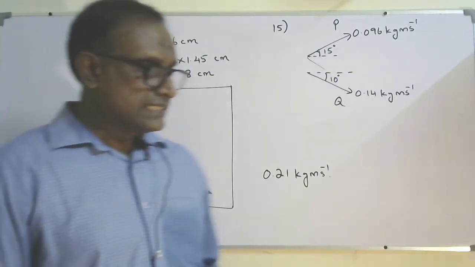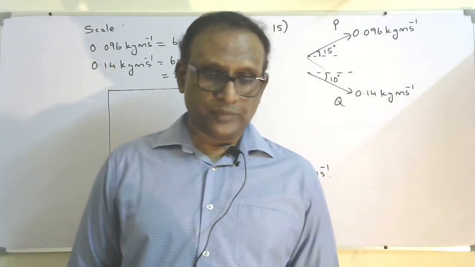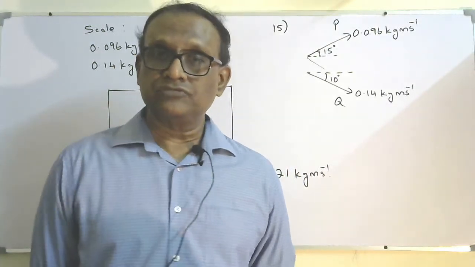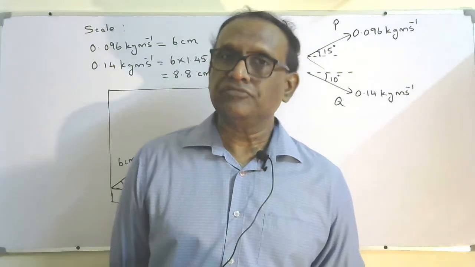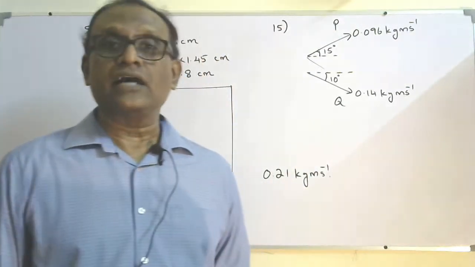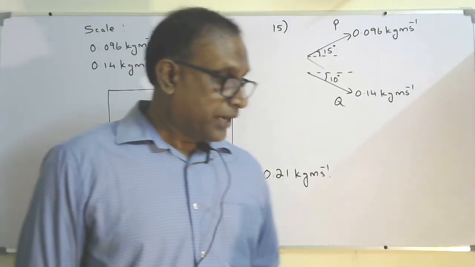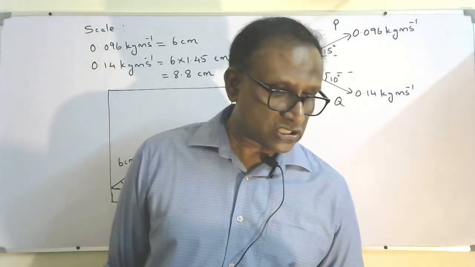Okay, so part B: state the principle of conservation of momentum. You can see when there are no external forces such as friction, the initial total momentum will be equal to the final total momentum. You had it in IGCSE also. Right, part C: calculate the initial velocity of sphere P.